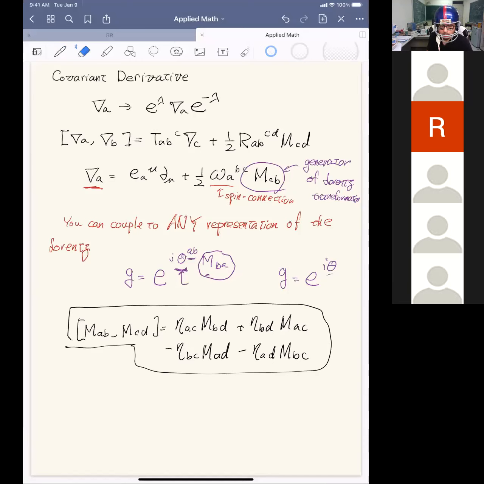Now, when I talk about different representations under the Lorentz group, of course, I've just written down the algebraic relation between these generators, that they must satisfy this algebraic relation. So different representations of the Lorentz group in this context means different forms of M_AB, M_CD that can satisfy this kind of commutation relation.